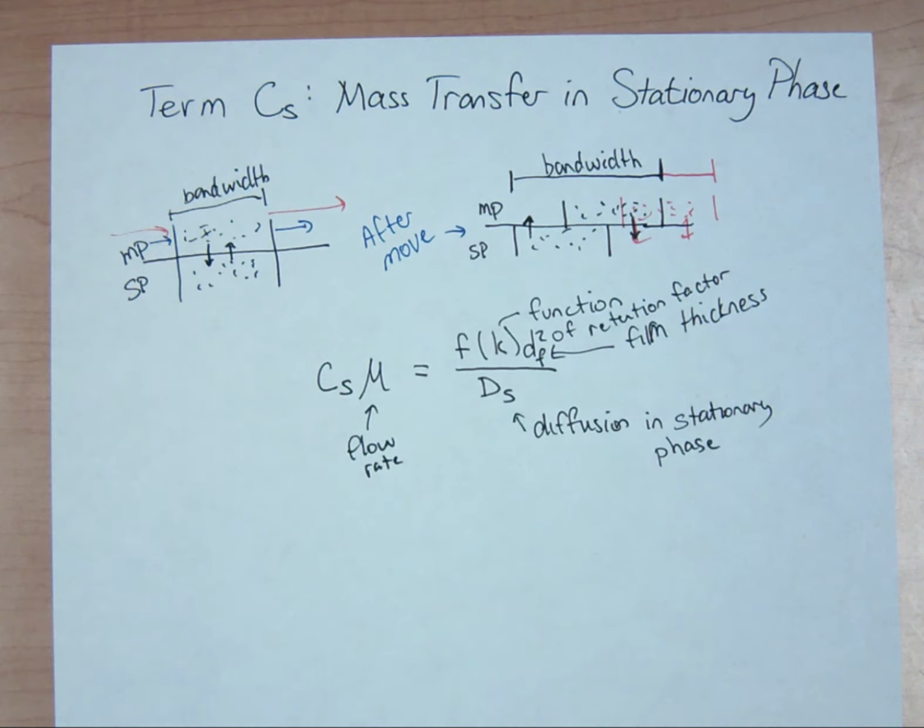So what's the overall message for this term? The faster you can get in and out of the stationary phase, whether that's having a nice thin film thickness or a fast diffusion in the stationary phase, the less broadening you're going to get, because fewer analytes are going to be left behind in the stationary phase as the mobile phase continues to move down the column.